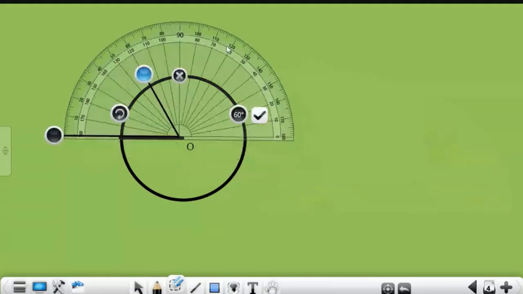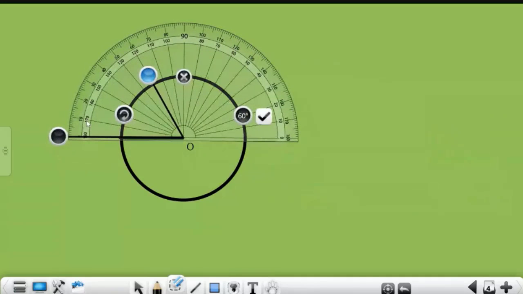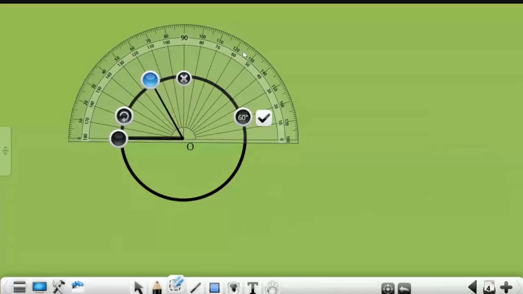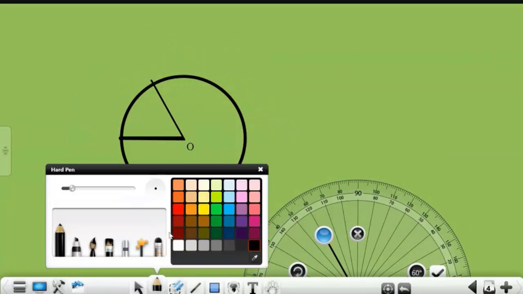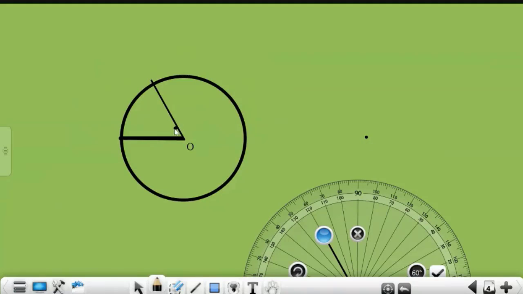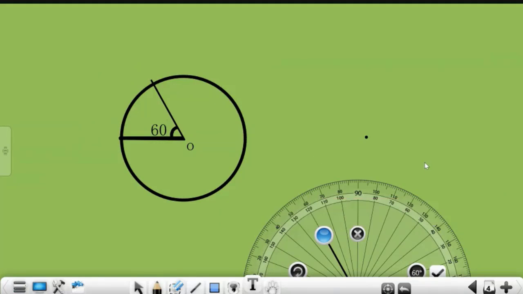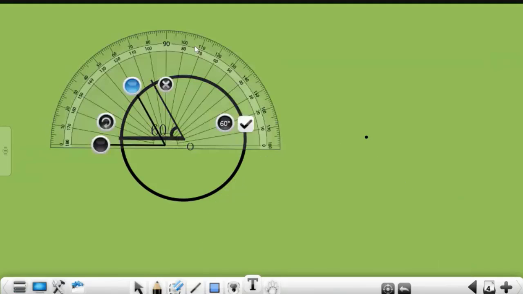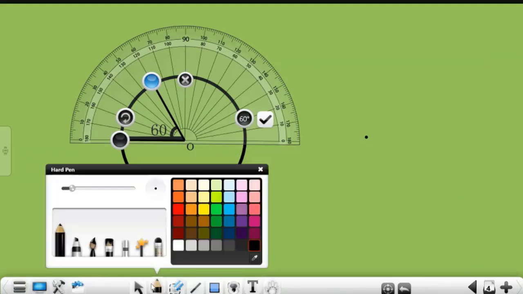Sekali lagi ya. Supaya tak perlu padam cikgu. Okay, ni dah 60 dah. So this one you have to mark here lah. Sini, mark sini. This one you put 60 degree here. Okay. So for you to do, you put your protractor here. Then you mark a point here.